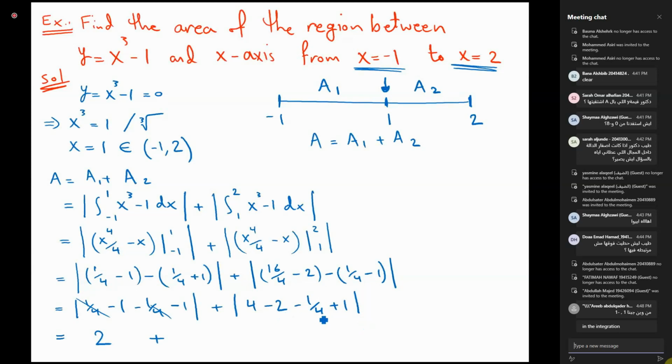We have 3 minus 1 over 4, 3 minus 1 over 4. So this equals what? 2 plus 2.75, 4.75. This is the area. Okay.